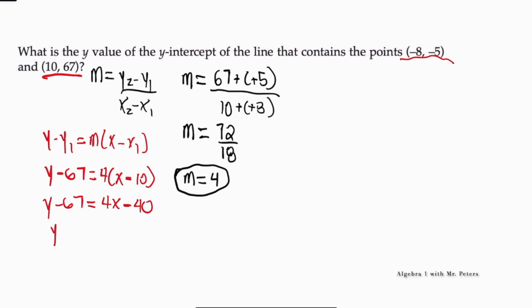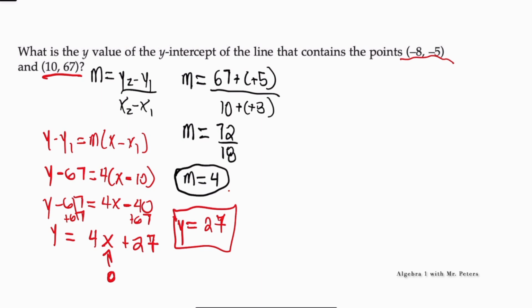Now let me show you this step: I add 67 on both sides. Y is equal to 4x plus 27. So if we made x 0, we know that y is just equal to 27. This is one way to check. Now, the easier way, which I'm always going to recommend to you, and why I show you, pick which one works.